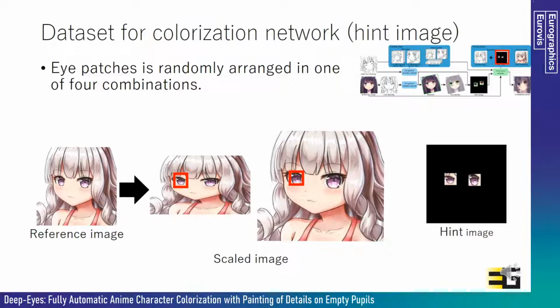The cropped right and left patches are randomly arranged in one of four combinations: left right, right left, left left, or right right. We train the colorization network with the hint images.